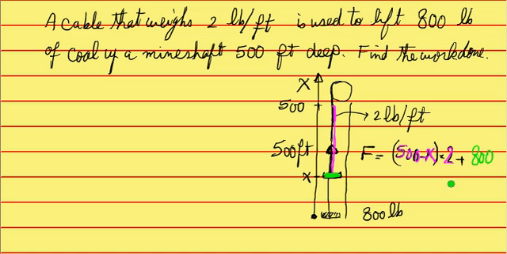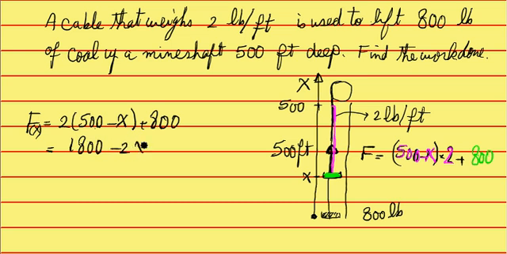We're essentially done. 80% of the problem is done now. I know how much force I need to apply: 2 times (500 minus x) plus 800. That's the force that is being applied when this object is at location x. Simplifying it, 1000 plus 800 minus 2x, which is 1800 minus 2x.